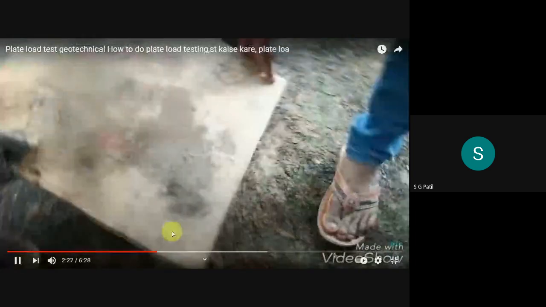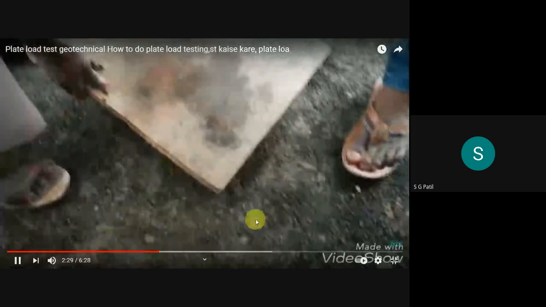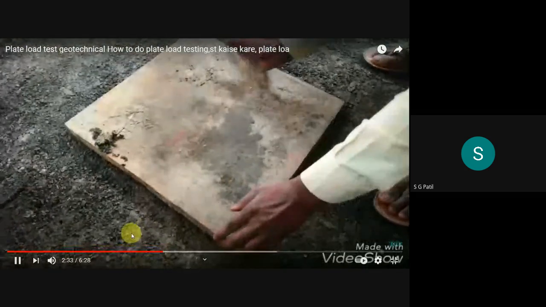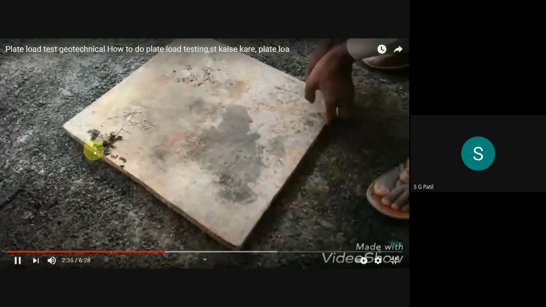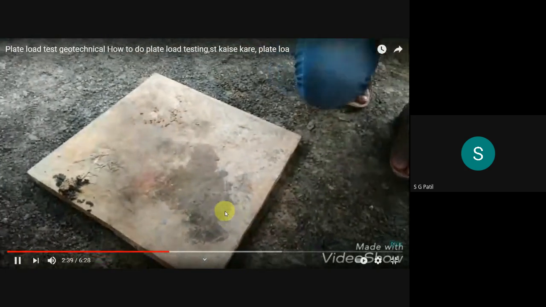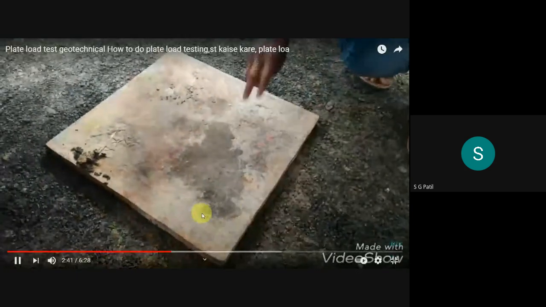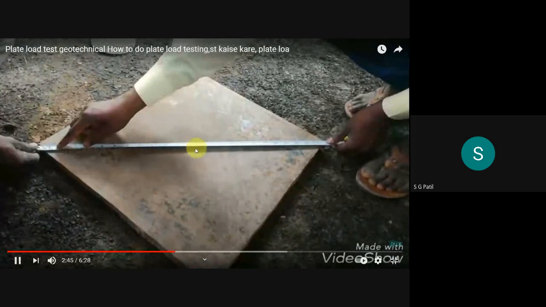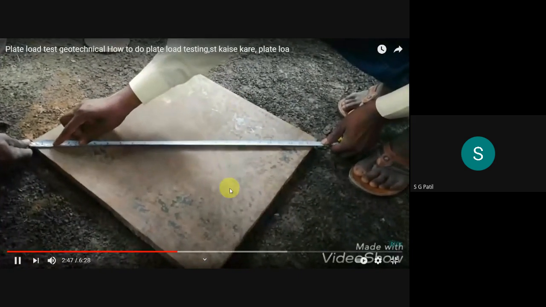So this is that plate, 45 centimeter width and around 25 mm thickness. So this will simulate your foundation. Now they will draw some horizontal lines so that they will establish a center of gravity of this plate.